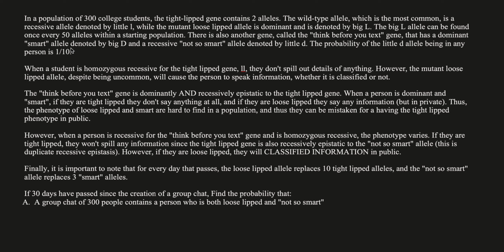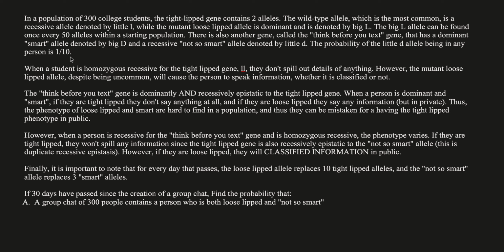Now you have also another gene, and it's called the think before you text gene, and it has a dominant smart allele denoted by big D and a recessive not so smart allele denoted by little d. So there's no wild type, mutant stuff going on here. It's just 2 different alleles, right? And the probability of finding the little d allele, which is the not so smart allele, is 1 in 100. Now I'm not going to read the rest of this because you can read it on your own.